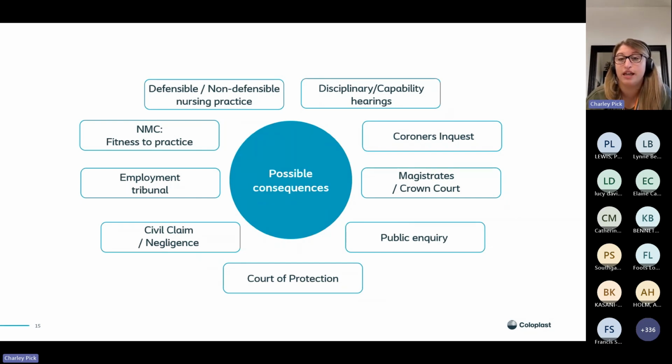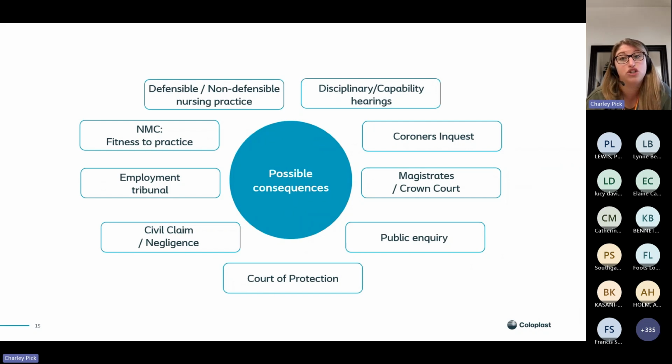And if your documentation isn't clear, you haven't been concise with it, it's going to be very difficult for you to recall. So some of the consequences of poor documentation could be internal. So you could be called to a disciplinary or a capability hearing within your trust. You could, if it goes further, be called into the NMC for a fitness to practice. You could be called to coroner's court, but you could also be called to a magistrates or a Crown Court. And that's not anywhere that any of us want to end up.